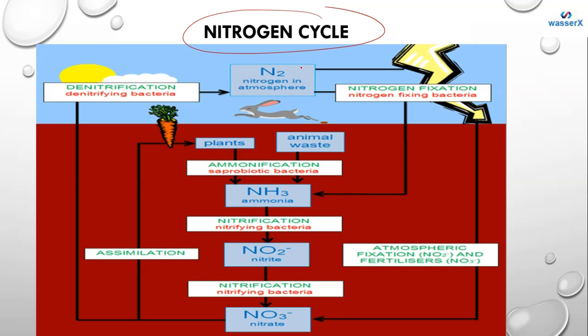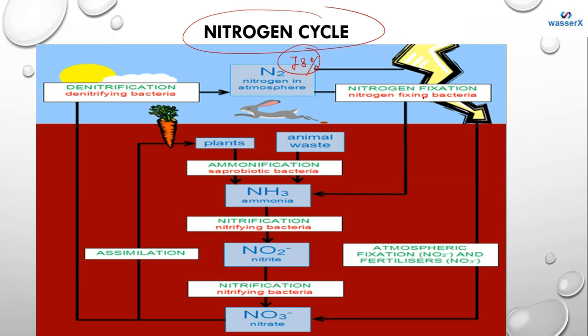First of all, as we know, nitrogen is present in the atmosphere, around 78% of the total gas, right? So first the question arises: how does this nitrogen come into the soil? There are various methods. The first method we call nitrogen fixation.